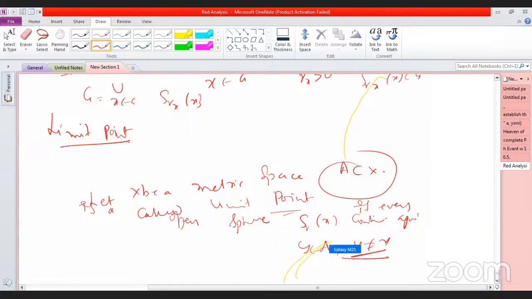When every point is a limit point of capital A, every open sphere S_r(x) contains y belongs to A, where y does not belong to x. In the example given, take a look once. X is equal to R and A is equal to 1, 1 by 2, 1 by 3 and 1 by 4, and then 0 is the limit point of A. Note that it does not belong to A. Why does it not belong to A?